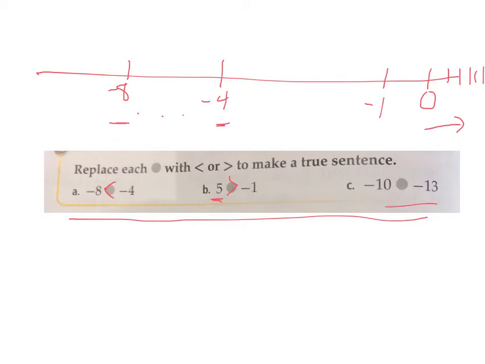And here I have -10 and -13, so I know I'd go -9 here, -10, -11, -12, -13. And think about it in terms of temperature. 13 below is colder. It's less than 10 below. So that means -10 is going to be greater than -13.